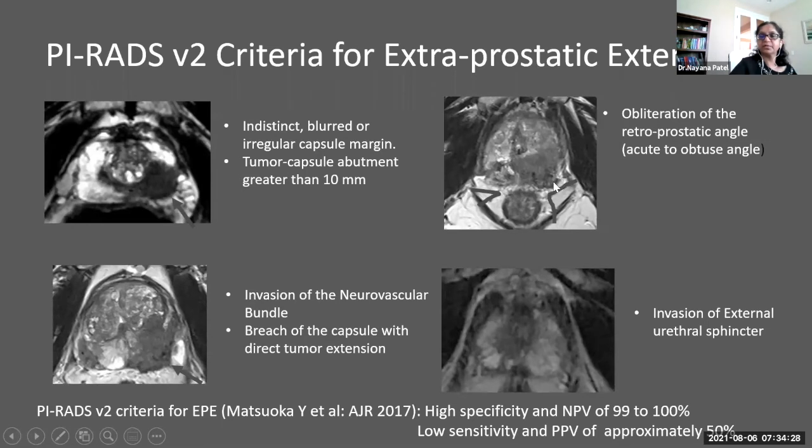Obliteration of the rectoprostatic angle, as you can see here, and invasion of the external urethral sphincter. Here is the external urethral sphincter with the low signal intensity ring, and the tumor is invading the external sphincter. These PI-RADS MR criteria for extraprostatic extension have high specificity and negative predictive value, but with low sensitivity and low positive predictive value.